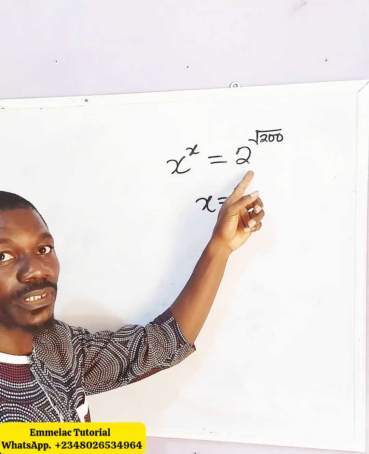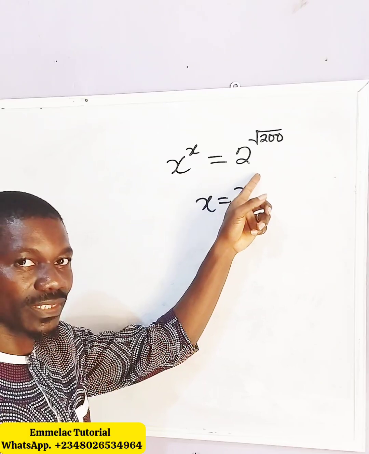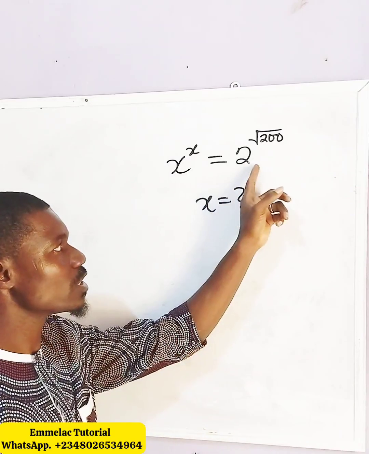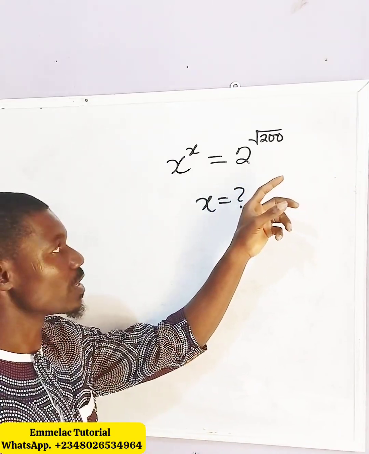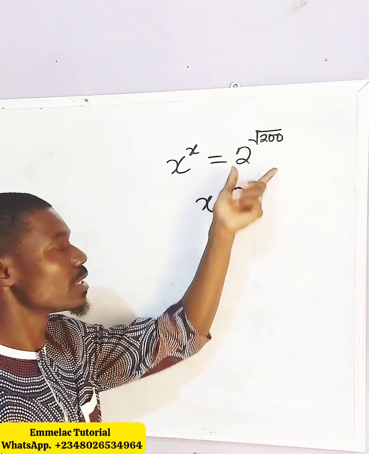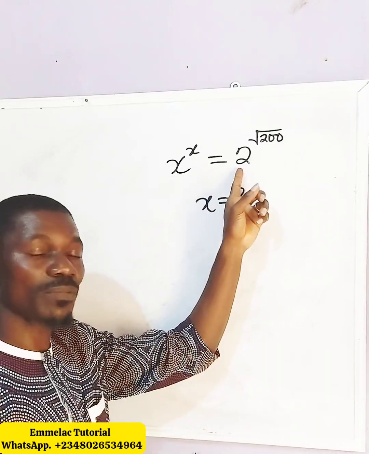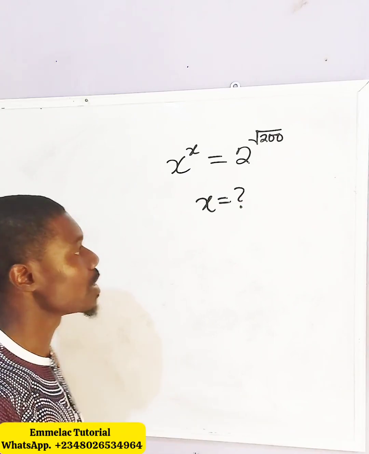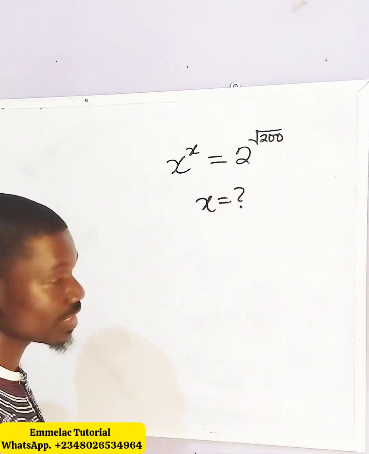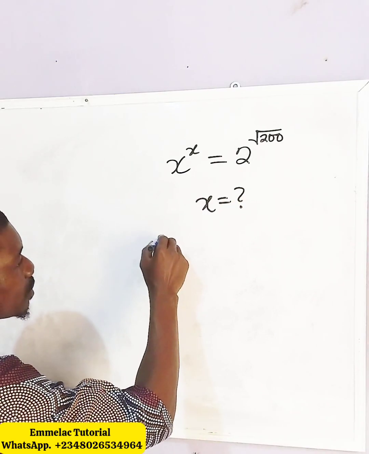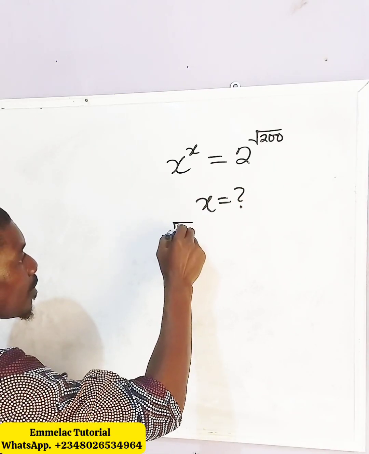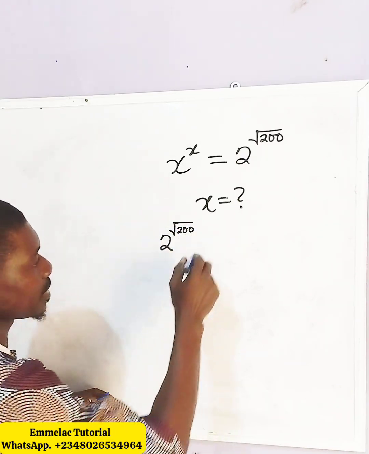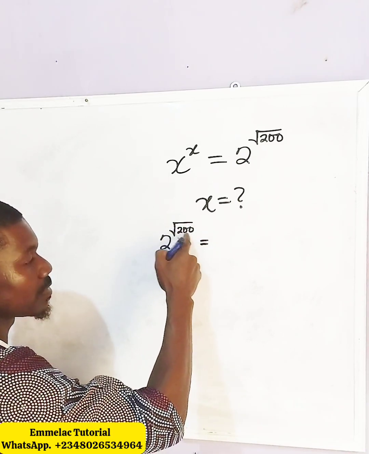for this to be equal to this, it means we need to have a base and the exponent should be the same. So how then do we simplify this to a number that will have a base and the exponent the same? So let's resolve the right hand side. So here we have 2 raised to the power of the square root of 200. All right, we can simplify the 200 here.